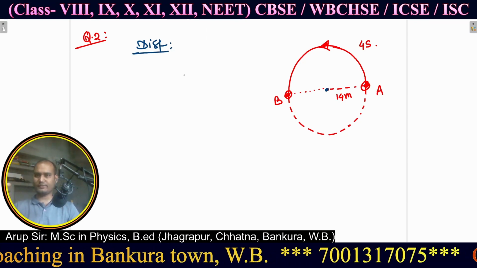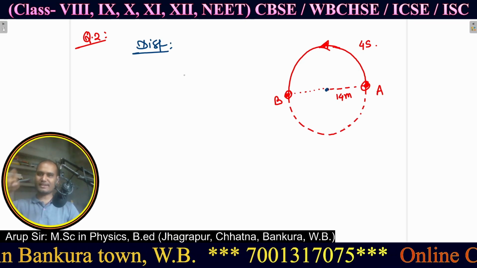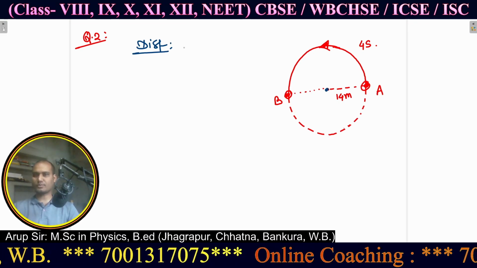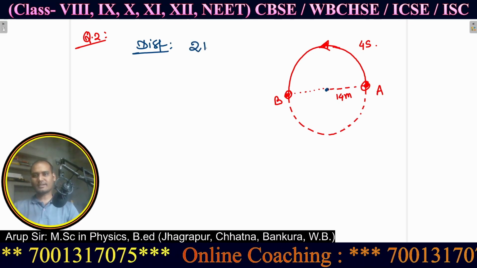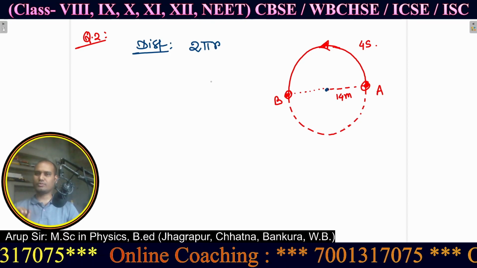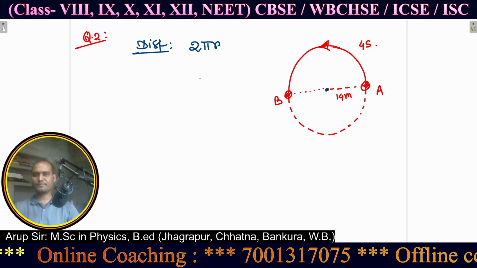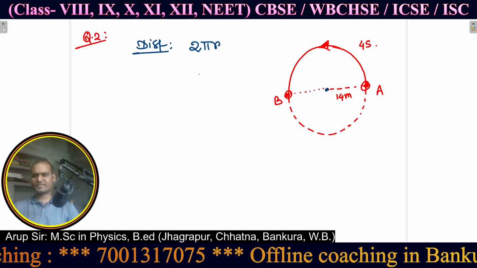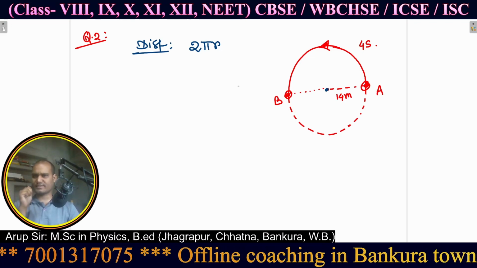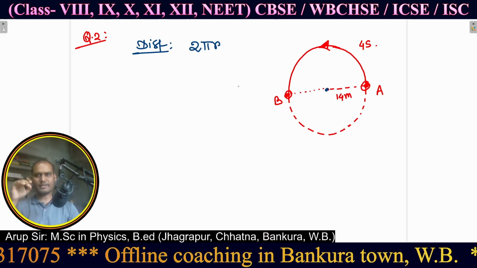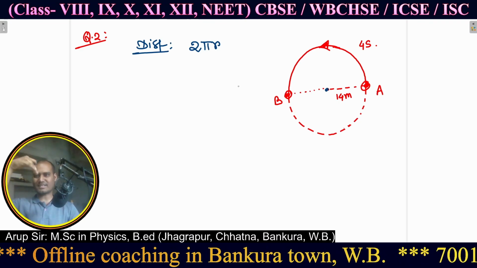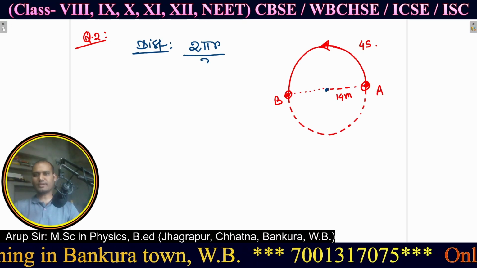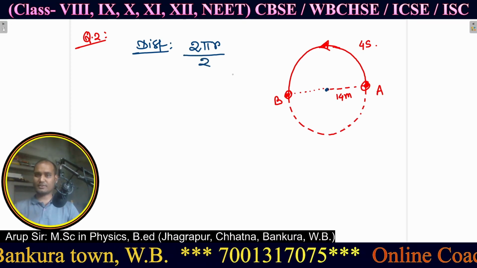Distance means path length. You know, the total circle is the circumference, the whole circumference. You know the formula for the circumference of a circle, that is twice pi into r. So 2 pi r is the formula. Now this is not the distance, why? Because from A to B it is moving only through the upper portion, only half of the circle. So when we divide by 2, then we will get the value of distance.